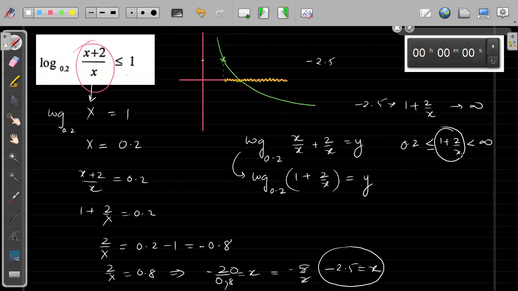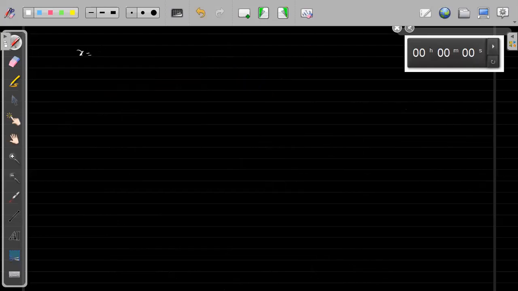So first when we checked for x, we were getting x is equal to minus 2.5, right? Now see, as x moves from minus 2.5 to the minus side, I will write it once again. So we got x is equal to minus 2.5, okay? And we have 1 plus 2 by x, right? Now see, minus 2.5, minus 2.5.